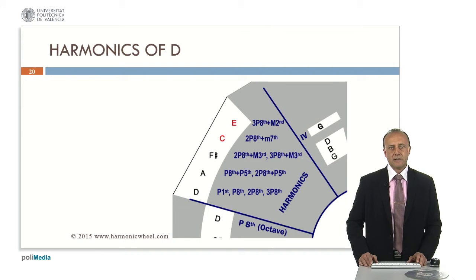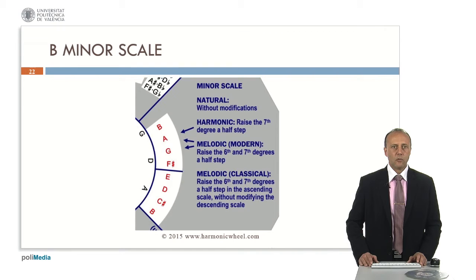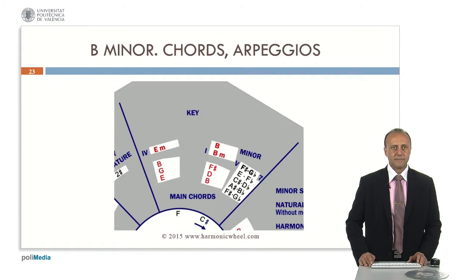Here we can find the harmonics of D. The most important one is note A, and then note F sharp, and other harmonics are C and E. If we choose the relative minor, B minor key, we find on the right the natural minor scale B, C sharp, D, E, F sharp, G, A, and B, as well as the instructions for obtaining the harmonic and melodic scales, both in the versions modern and classical.